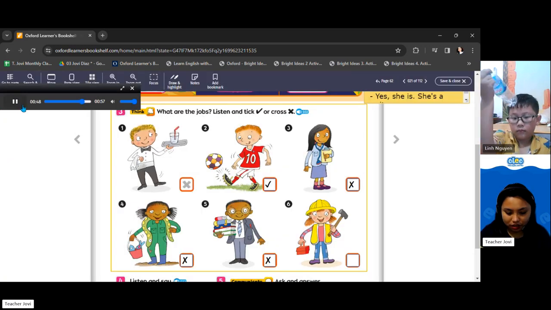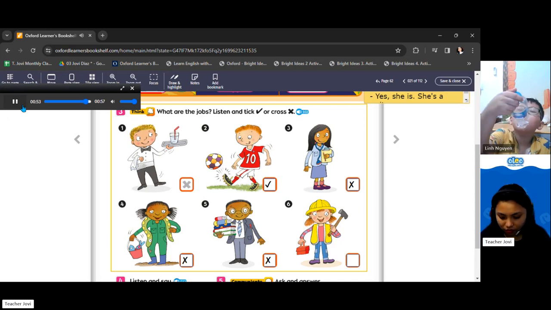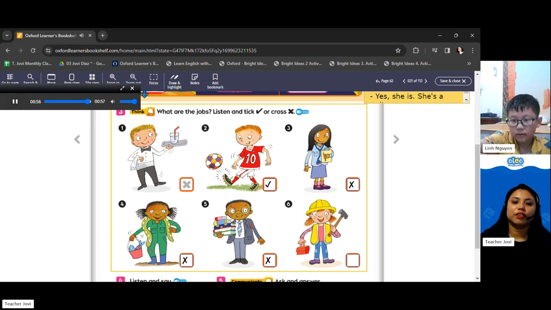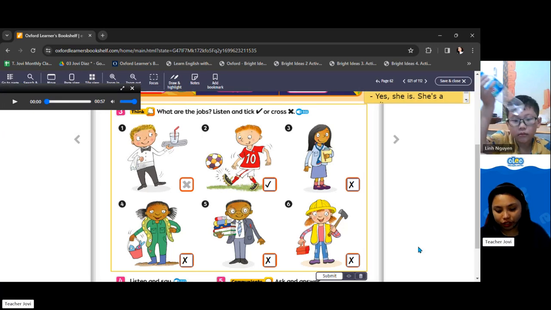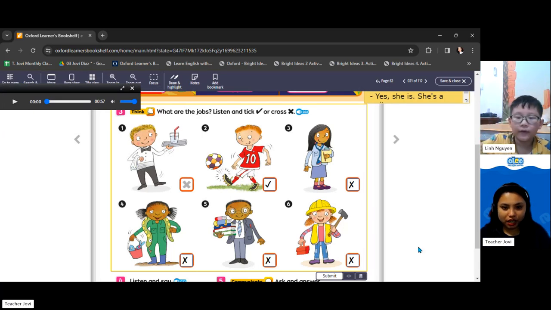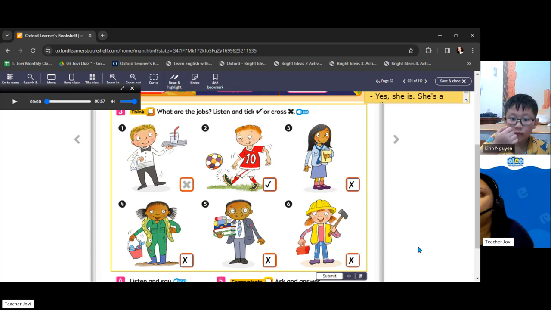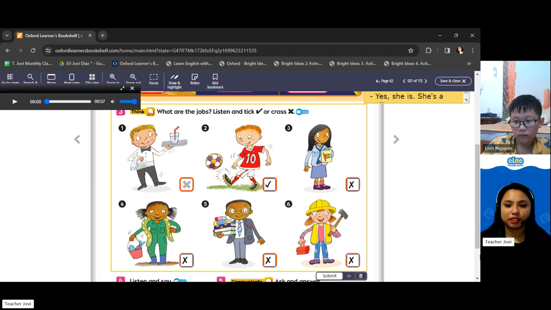Lastly, six. Is she a scientist? No, she isn't. Cross to this one too. Okay, one tick and five crosses. So let's see if this answer is correct.